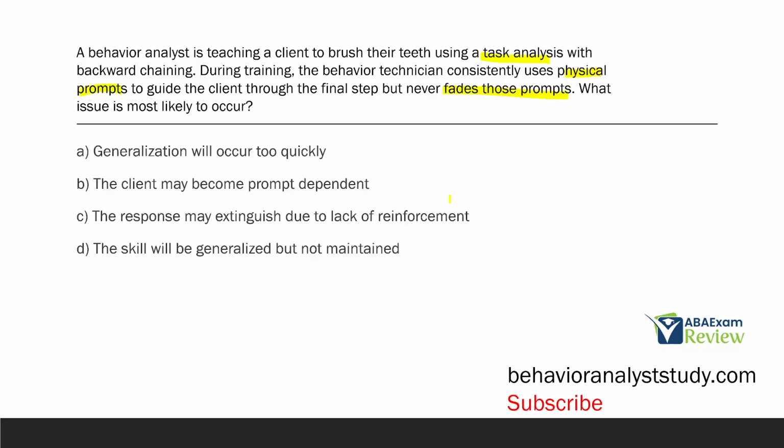C, the response may extinguish due to lack of reinforcement. So that would be possibly an extinction procedure. Just because we're prompting doesn't mean we're not providing reinforcement. So C is out. D, the skill will be generalized but not maintained. Again, we're focused on the prompt here, the overuse of physical prompts, and the overuse of these physical prompts is much more likely to cause prompt dependency than anything else.